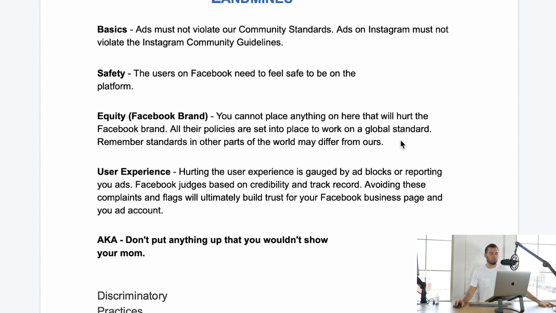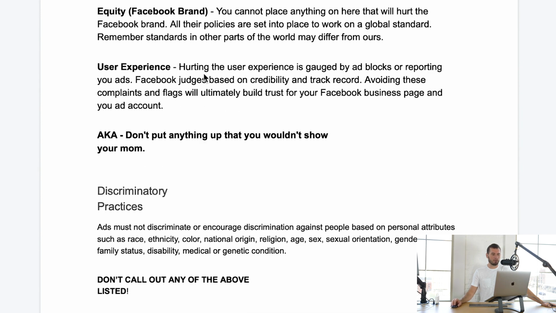So let's go ahead and start with the basics up here at the top. Safety, obviously, is right there at the front of their terms and conditions. They want every user to be safe and feel safe on the platform, all right? Again, as I was talking about equity, Facebook as a brand, that logo, that F, that means something to them. That is their product, that is their platform. And when you put something on there that they don't like on their platform, that is directly speaking toward them.